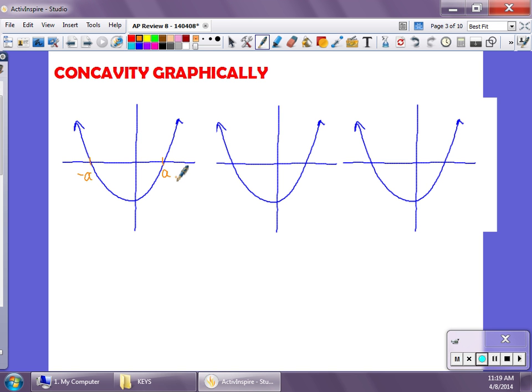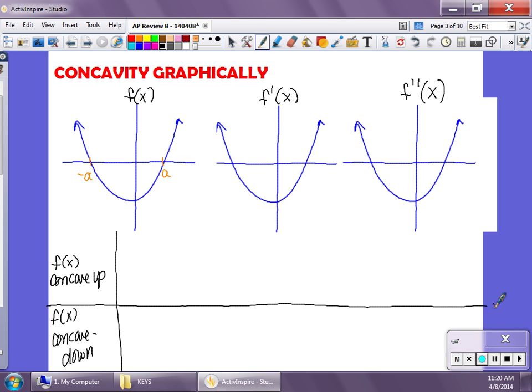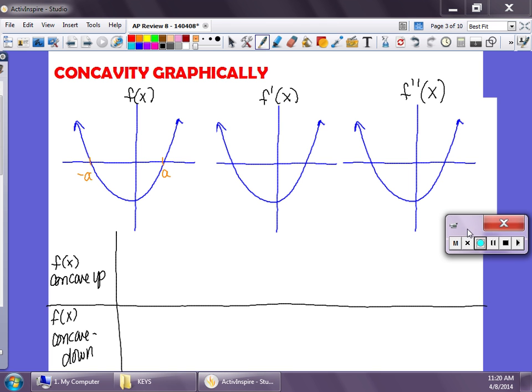I'm going to give you a pair of questions to answer. I want to know where f of x is concave up, and I want to know where f of x is concave down. For this graph, I'm going to label it f of x. This graph, I'm going to label it f prime of x. And this last one, I'm going to label it f double prime of x. So the graph is the same, the questions are the same, I just labeled the graph differently. That's all I did. I just changed the label of the graph for each of them.